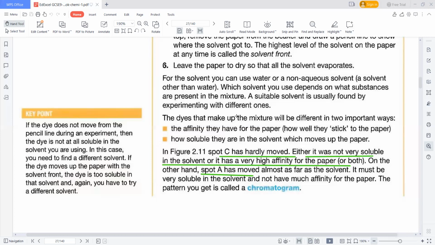So what is the reason? The reason is that it is covering a huge distance and it is weaker in affinity, so it must be very soluble in the solvent. So you can say that the fraction is going to be termed as chromatograph.